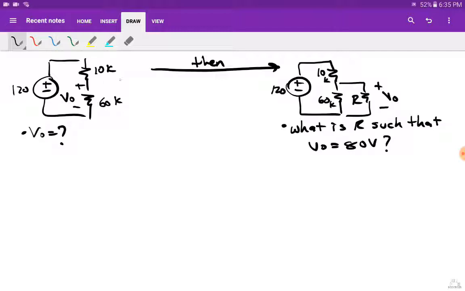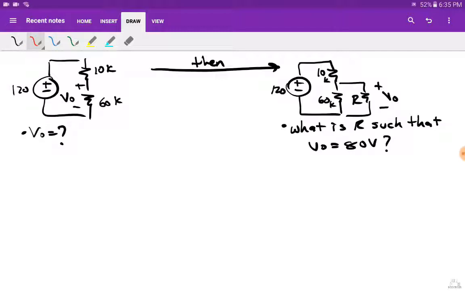Once you've done this, then come over here. Basically, I have the same exact circuit, but I've added a piece to it. So I still have the 120, the 10, and the 60. But then I put an R right here in parallel with the 60. They attach that, and then they say find R such that the output voltage is actually 80 volts. So we'll do this first, and then we'll do this one second. Okay, so let's get to it.